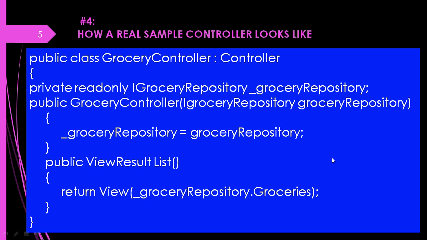So that's it about the controller. We have seen what a controller is and what the purpose of a controller is. We have seen a simple controller, how it looks, and also a real sample controller, how it actually takes injection by making use of constructor injection, and how it returns a view by executing an action method. What is this action method? In this case, in this grocery controller, it is the List method.